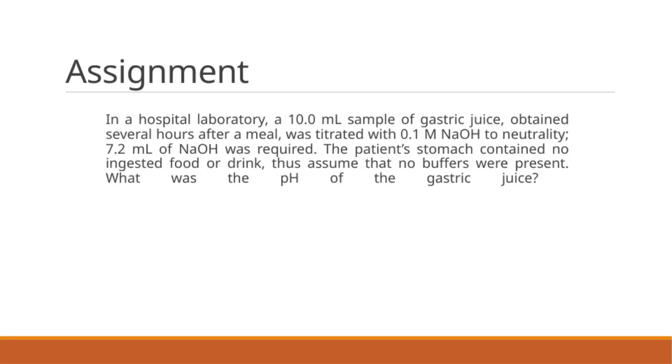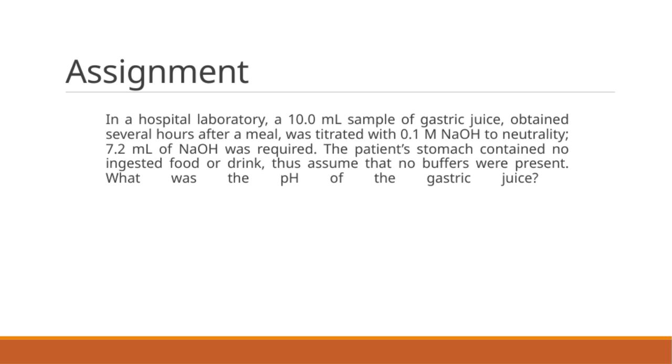We have a 10 ml sample of gastric juice taken a few hours after a meal. This sample was titrated with 0.1 M NaOH until it reached neutrality, and it took 7.2 ml of the NaOH to do so. Now, since the patient hadn't eaten or drunk anything, we can assume there were no other buffers present in the stomach contents.